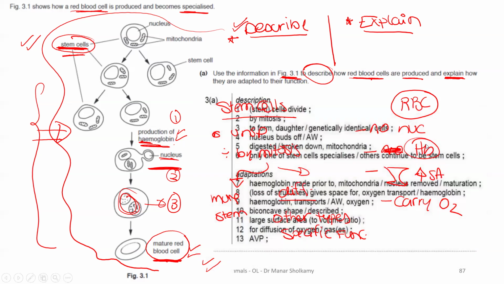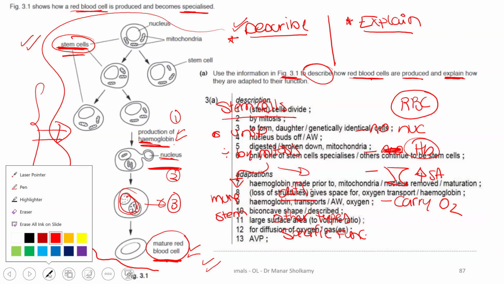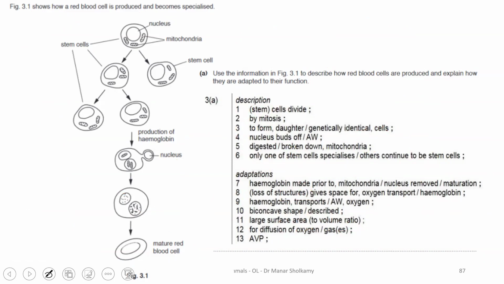So, let's look at the description and the adaptation. Look, they divided the question into 2 parts, just like we did. They are copying what we did. The description here: we have stem cells. They divide by mitosis. They form genetically identical cells.